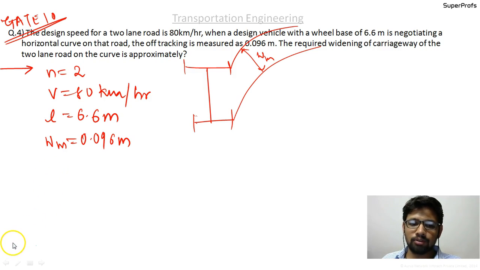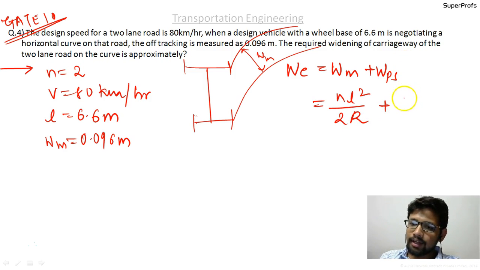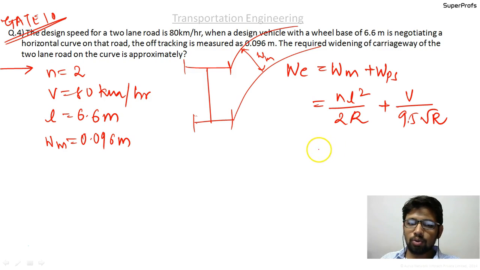Please try out this question on your own. It is a GATE 2010 question, and a GATE question has to be slightly tricky. So let us try to solve it. The extra widening is given as mechanical widening plus psychological widening. Mechanical widening is NL square upon 2R, plus psychological widening, which is given as V upon 9.5 root R.